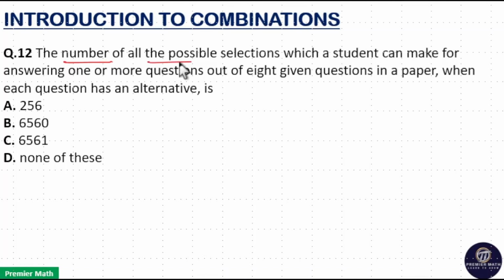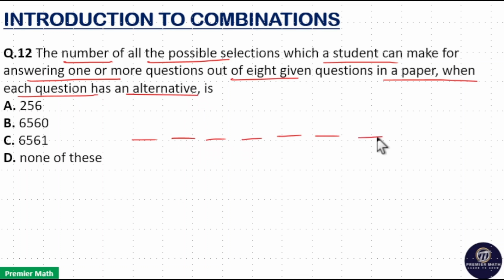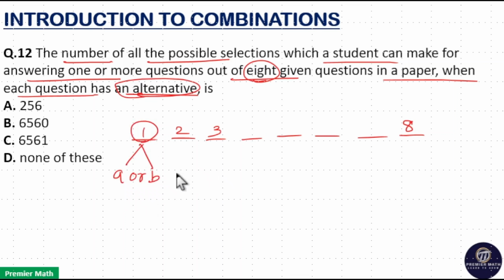The number of all possible selections which a student can make for answering one or more questions out of 8 given questions in a paper, when each question has an alternative, is. Here there are 8 questions. Now each of these 8 questions has an alternative. That is, the first question has 2 alternatives. Either you can answer A or you can answer B. Now all these 8 questions have 2 alternatives.